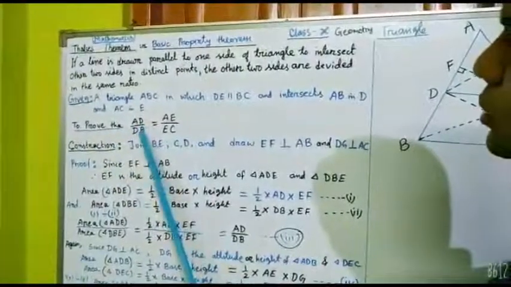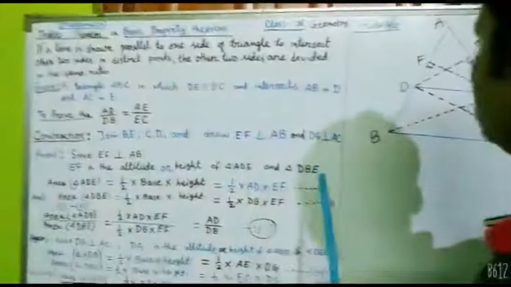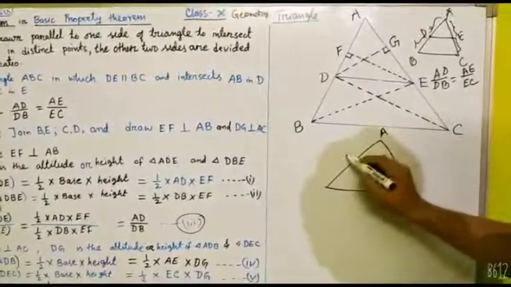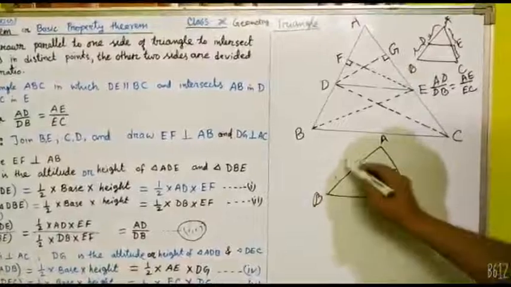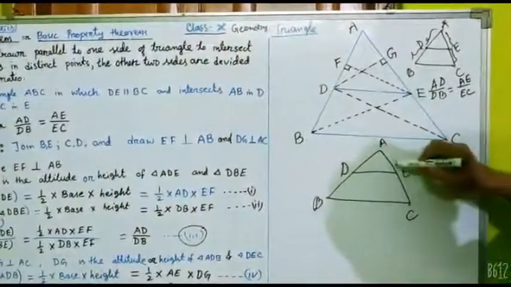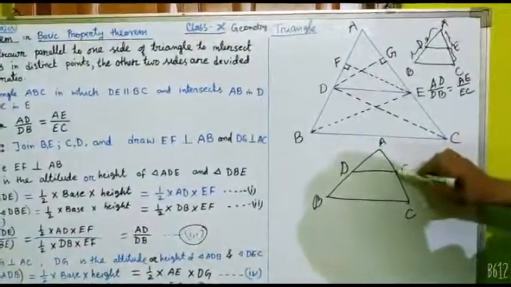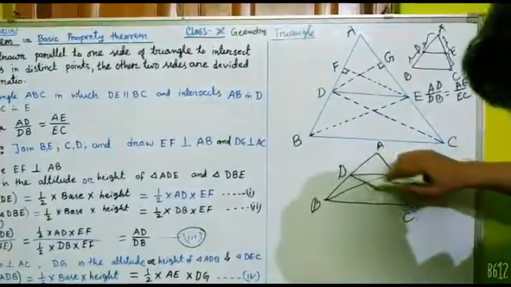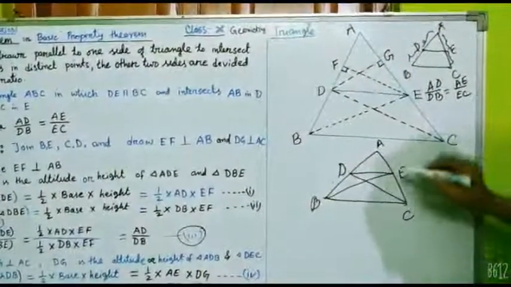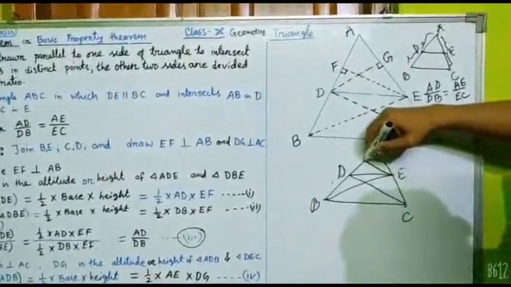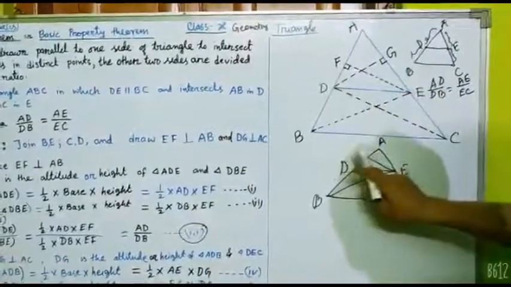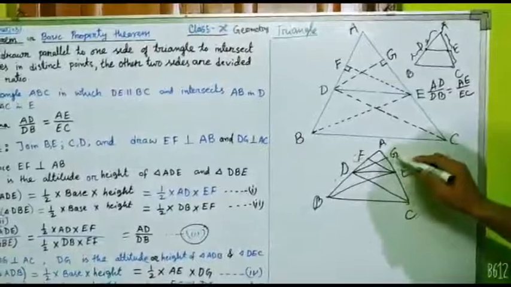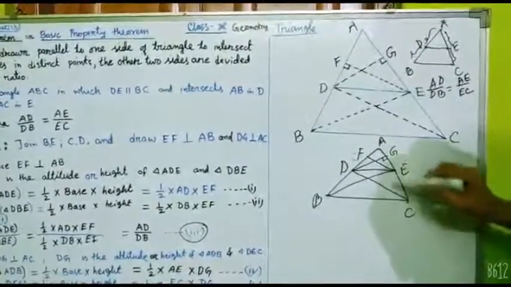Construction. This is A, B, C, D, E. We join BE and DC, and draw EF perpendicular to AB and DG perpendicular to AC. Now we will prove this property.